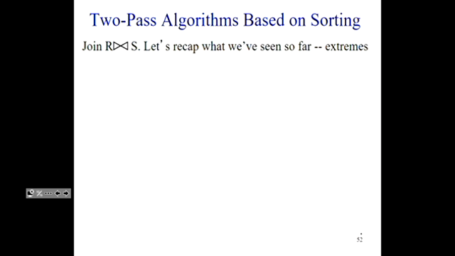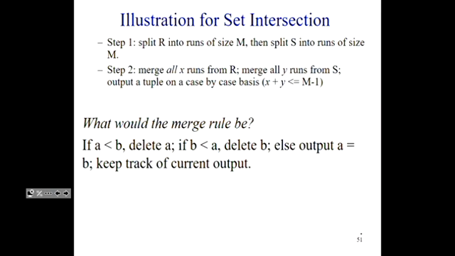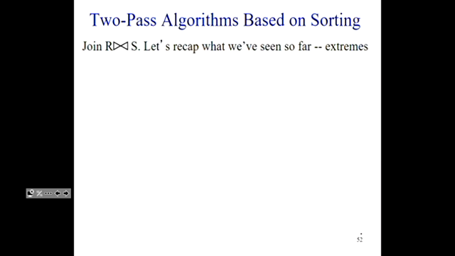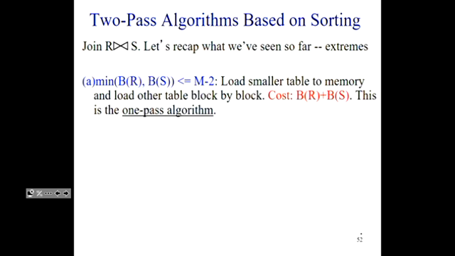Okay, so let's talk about joins. Okay, so we are done with one example of a set-based operation. You can think of the other set-based operations and come up with similar rules for merging for them. So let's talk about joins. Before I get to the 2-pass algorithm for joins, let's talk quickly about the 1-pass and the 1.5-pass algorithms.